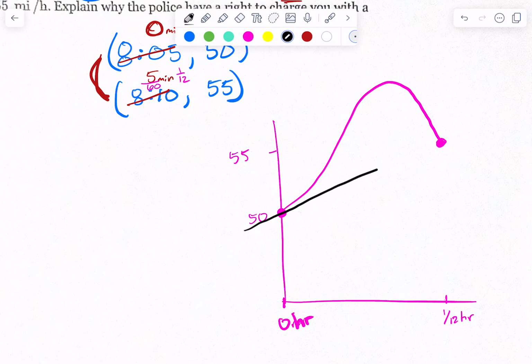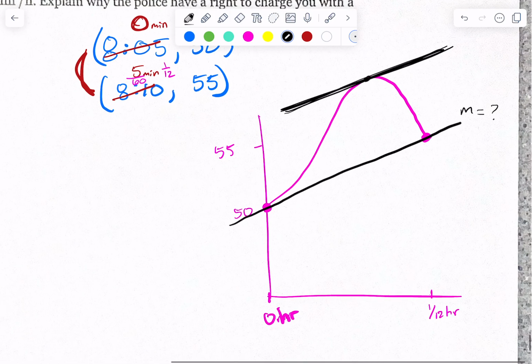I need to find my slope using the mean value theorem. I need to find the slope of what this is from start to finish, and then I'm going to conclude that my slope has to also be that at some point in time, right? According to the mean value theorem. Now, we have these 2 points. This is (1/12, 55), and this is (0, 50), yeah?